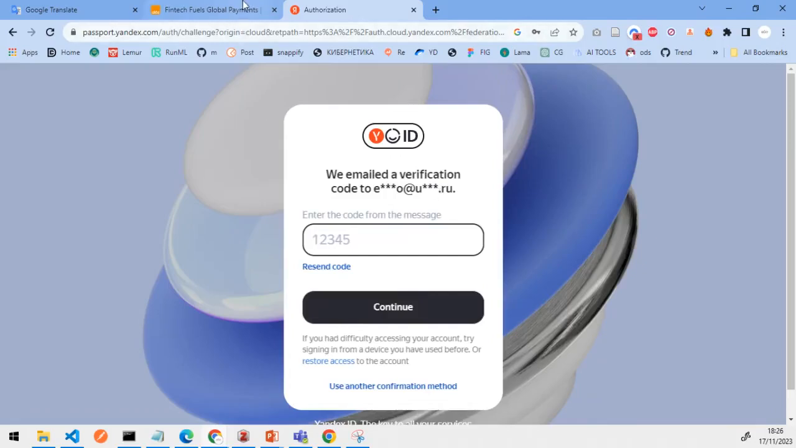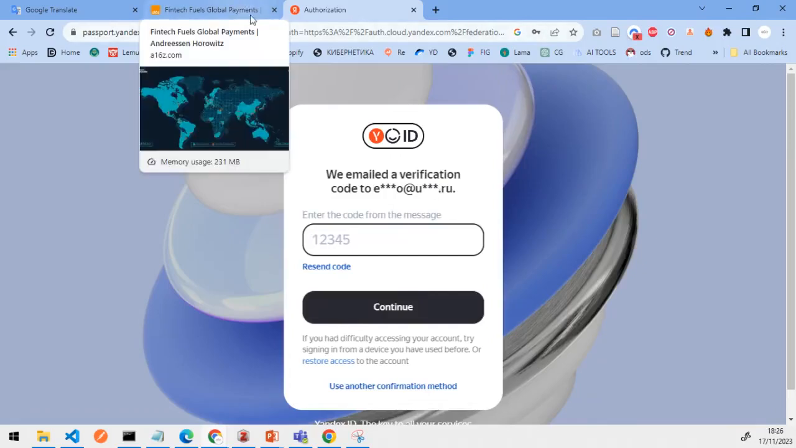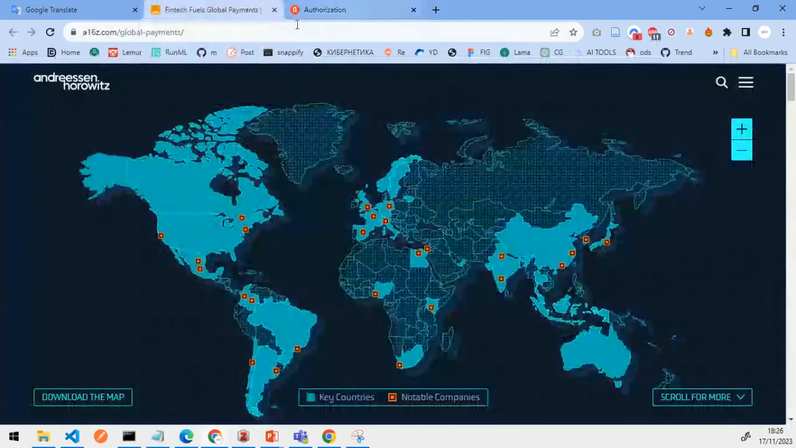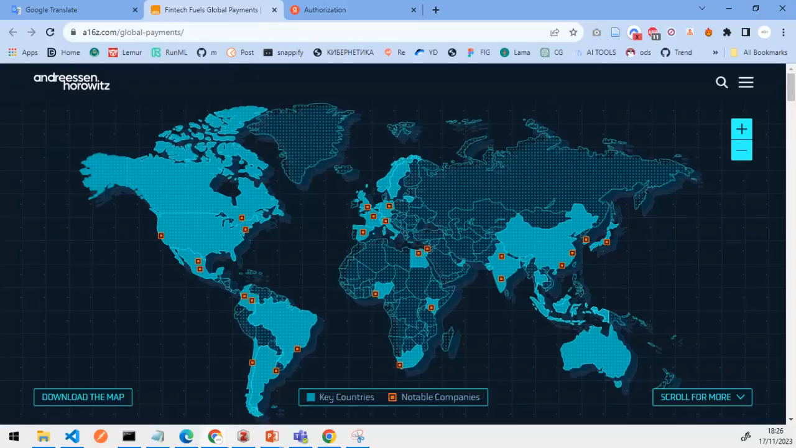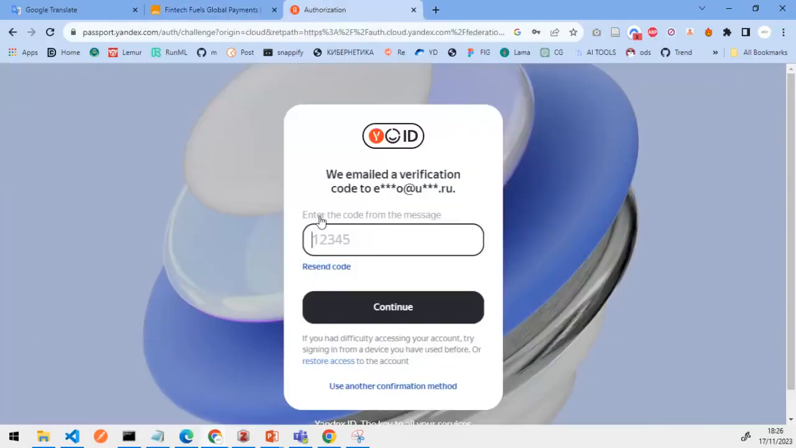Anyway, I have to verify my account. I'm not ready to do that now. But generally, these tools give us a nice interface. Okay, I think I can log in. Just let me log in. Okay, all right. Let me log in and then authenticate my account. All right.